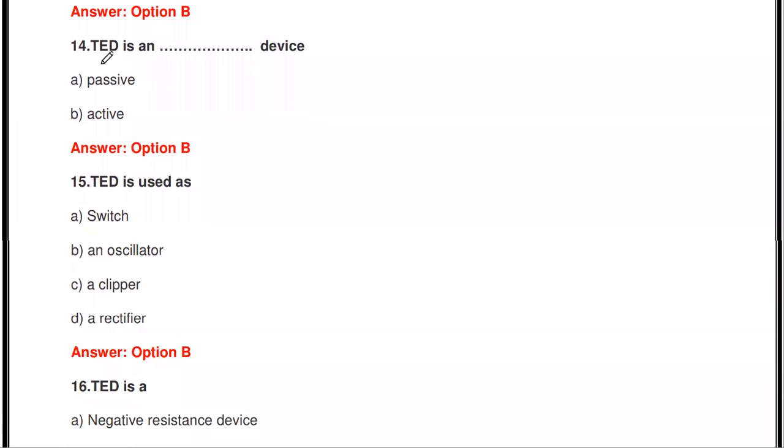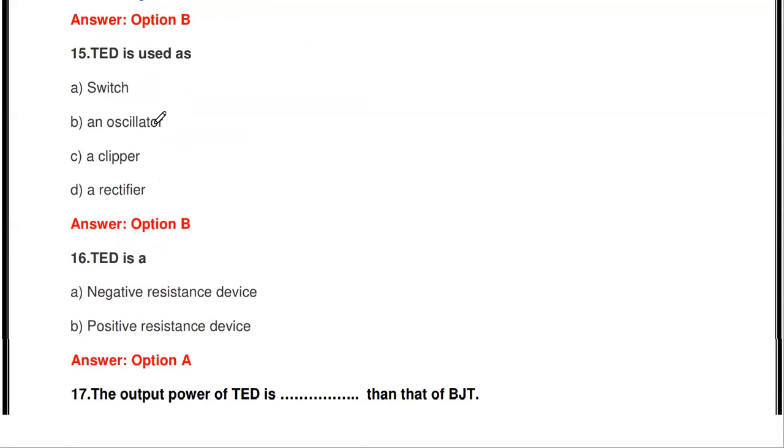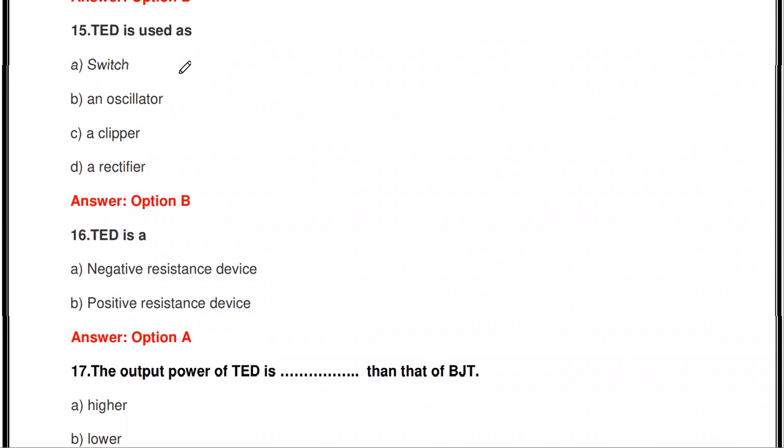Then the TED, the transferred electron device, is an dash device. Is it a passive device or an active device? Active device. The directional coupler, isolator and circulators we studied in the previous topic are microwave passive components. And the PIN diode, Gunn diode, tunnel diode and transferred electron device are all active devices. So TED is an active microwave device. Then the next one, the TED is used as switch, oscillator, clipper, rectifier.